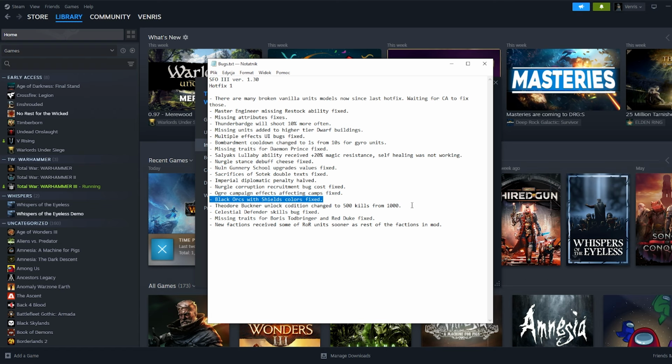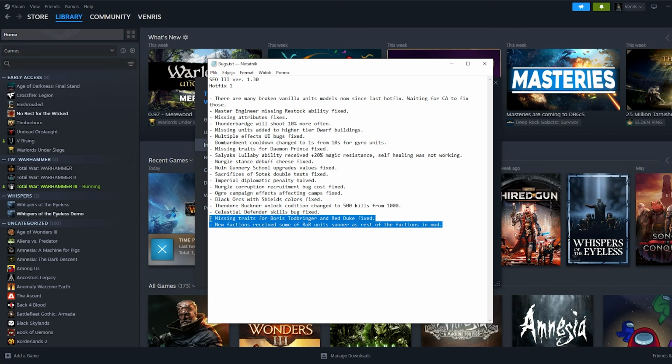Theodore Bruckner's unlock condition changed to 500 kills by your cavalry, not 1000. So again, way easier to get him. Celestial defender skill bugs were fixed, this is an SFO thing. Missing traits for Boris Stonebrigand and Red Duke were also fixed. They have their own starting traits that we did for this update, and they are there.